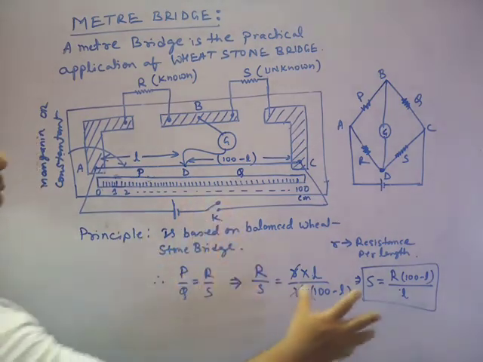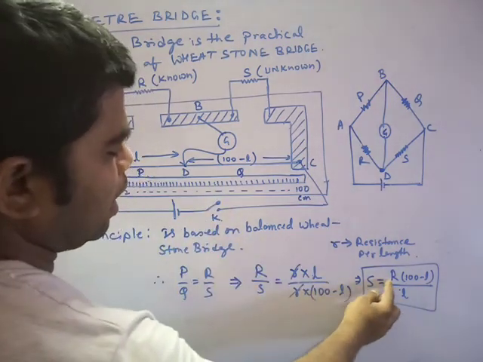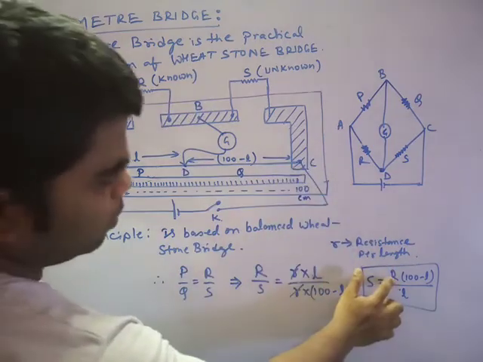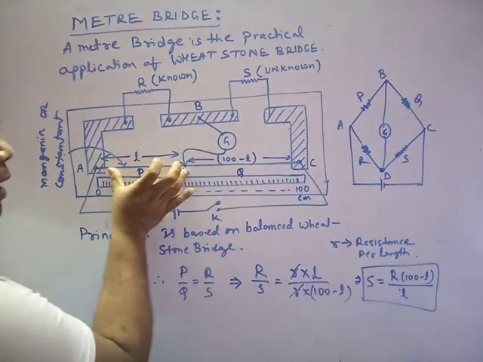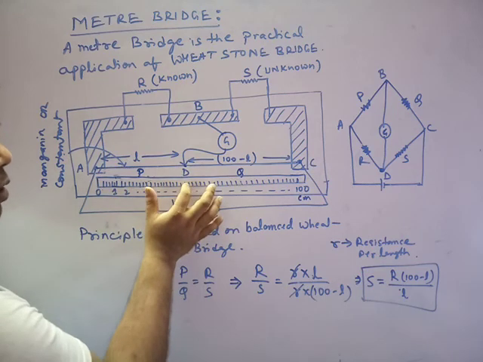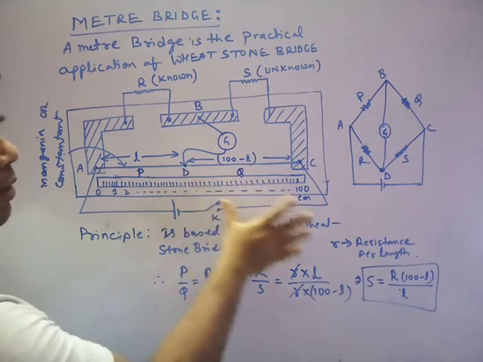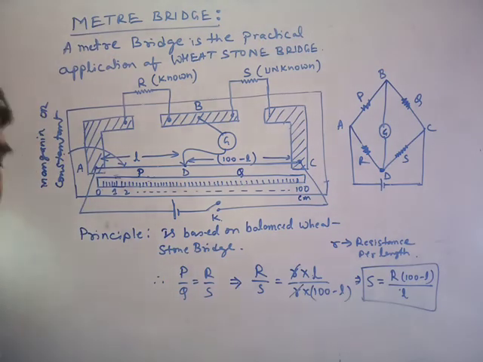So now this is the formula. If I apply it, R is known. I will put the value, and wherever it gives the null point, length measure कर लेंगे. Scale में already रहता है. Suppose this is 50 or something else. Is it right? In this way, I will put the values and I will get the answer. So this is what a meter bridge is. Clear?